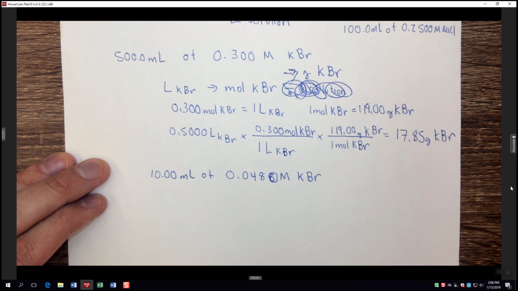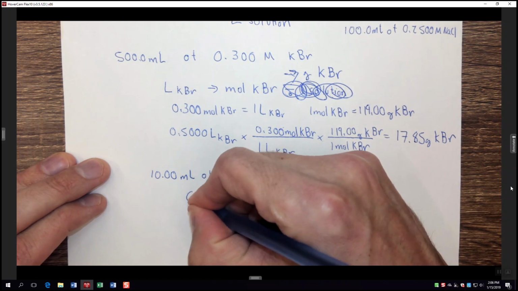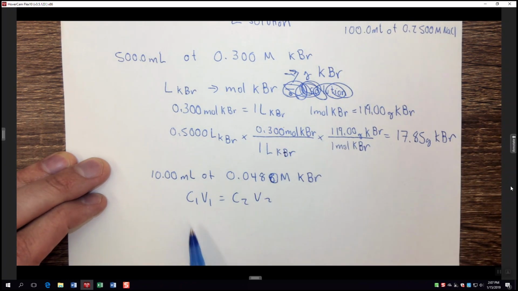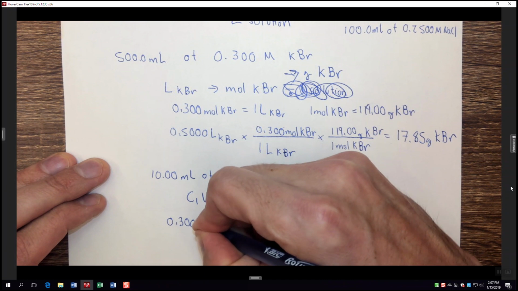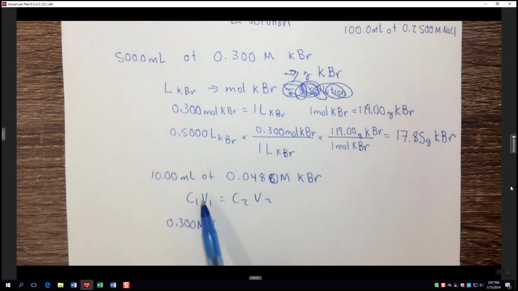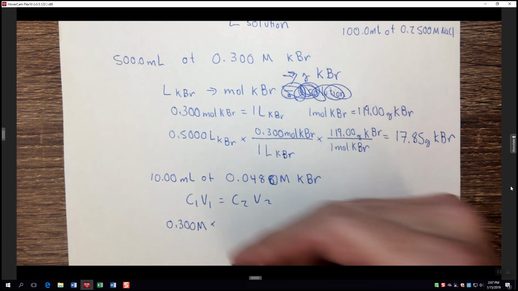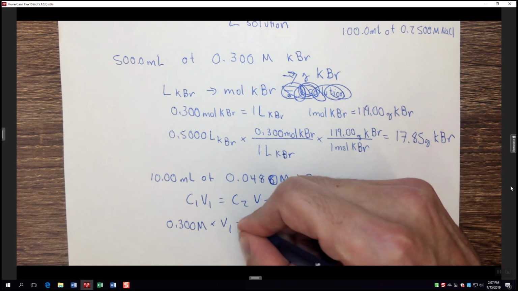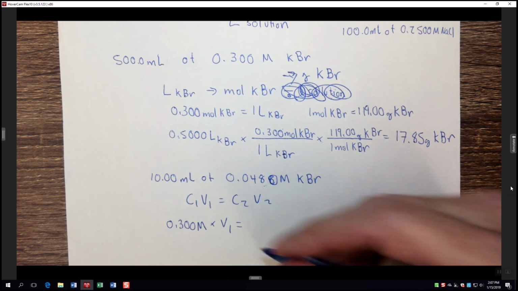And in our example, we want to make 10.00 milliliters of 0.0480 molar KBr. In your case, the first solution you want to make is 25 milliliters of 0.016 molar NaCl. And you can look in your lab manual for the 4 other concentrations that you also need to make. But we're only going to do one example here. So our job is to take this 0.3 molar KBr solution that we made previously and turn it into 10 milliliters of 0.0480 molar KBr.